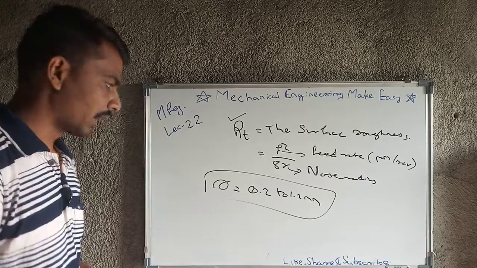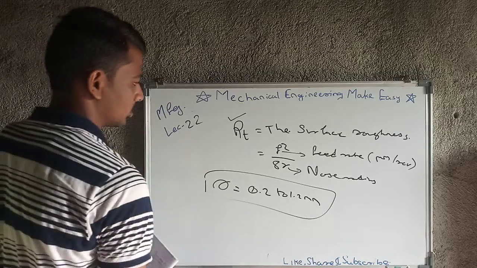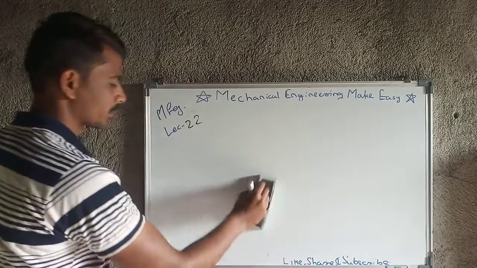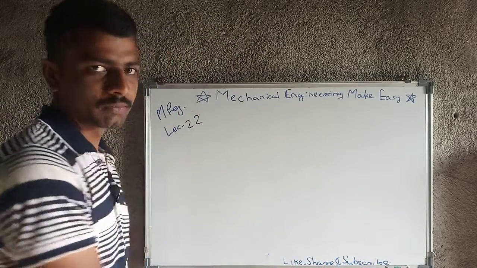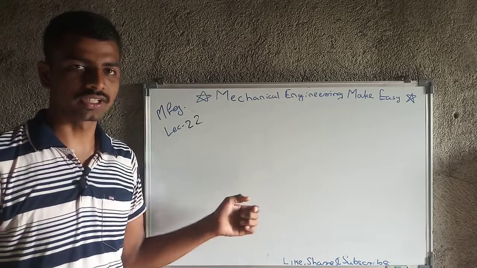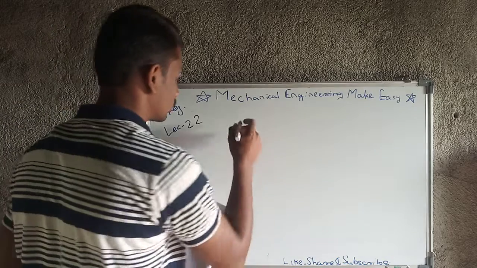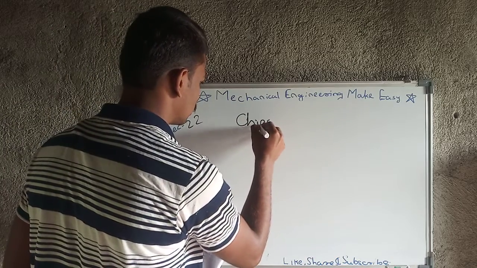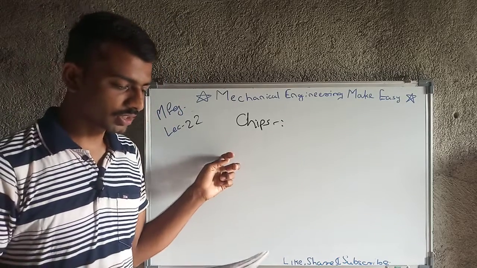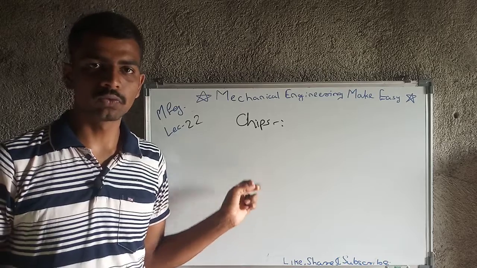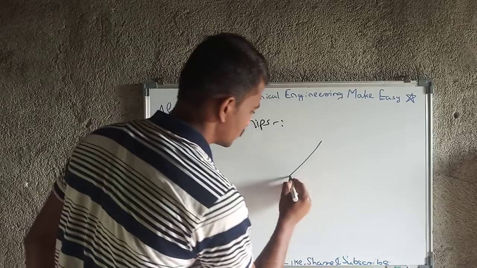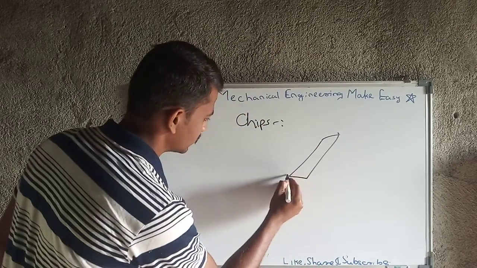Next we will move towards chips. What happens is we remove material from the workpiece, and that material is removed with the help of a chip. Chips have two types, that is continuous and discontinuous. Continuous chips form when ductile material is there, and discontinuous chips means, for example, this is the cutting tool and this is the workpiece here.